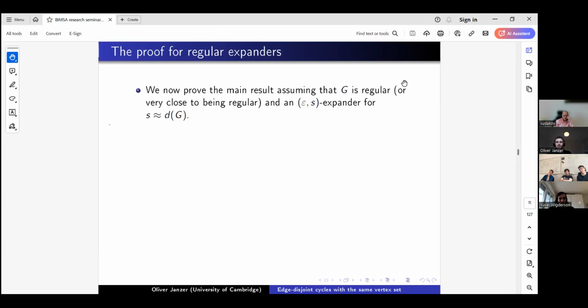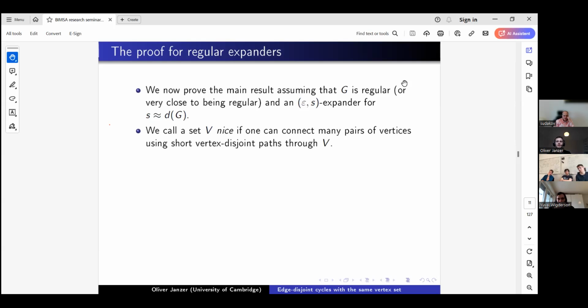Okay, so now assume that G is regular or extremely close to being regular, and you have an expander with S roughly the average degree of G. Now, this is going to be a fairly important notion. We call a set nice informally if one can connect many pairs of vertices using short vertex disjoint paths that go through V. So we are looking for paths with internal vertices in V.